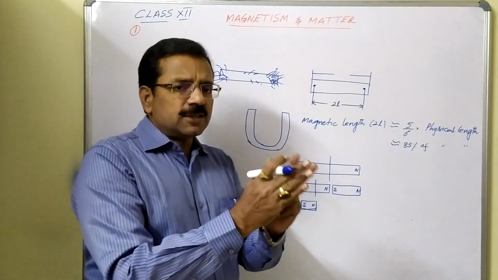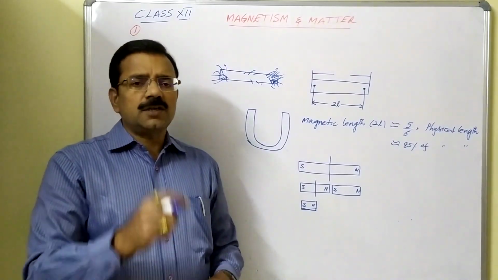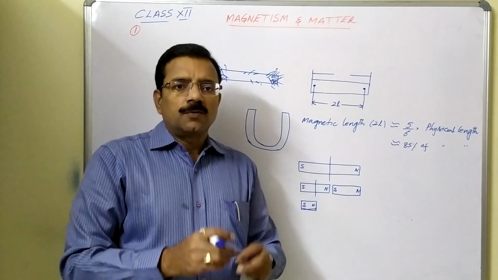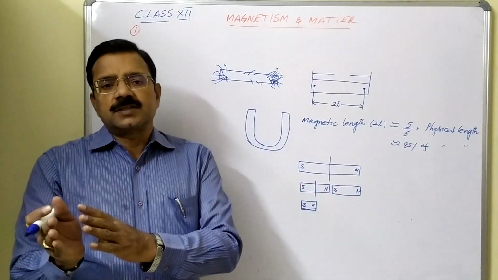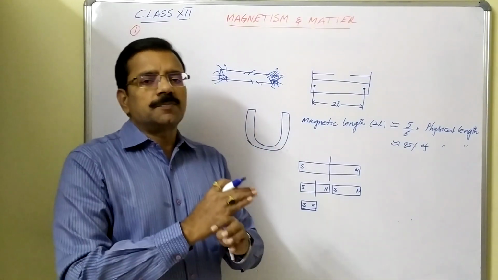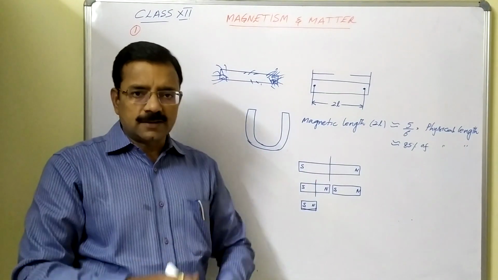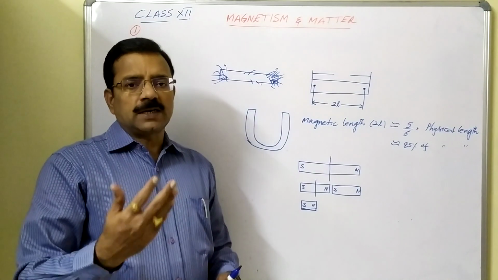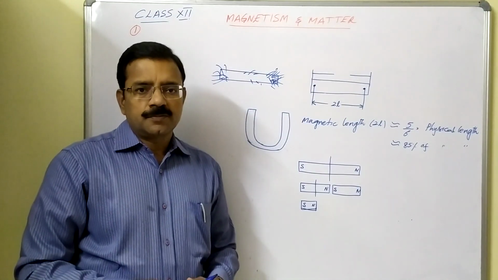So if you cut this magnet into a large number of pieces, each piece, however thin it might be, one of its faces acts like a north pole, the other face acts like a south pole. In other words, it is impossible to isolate a pole from a magnet, or isolated magnetic poles do not exist in practice.